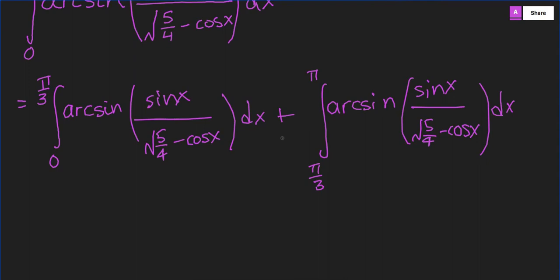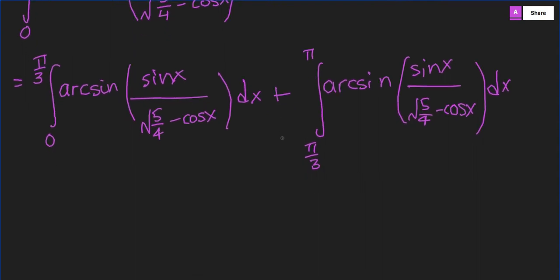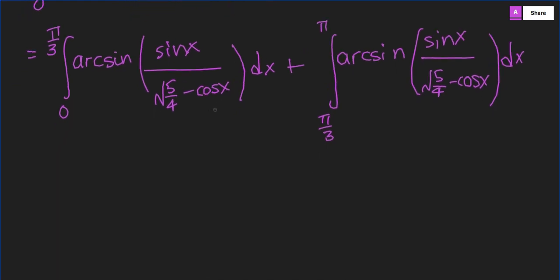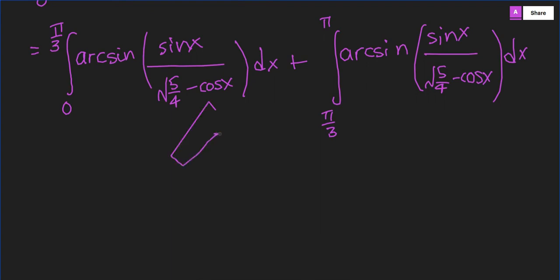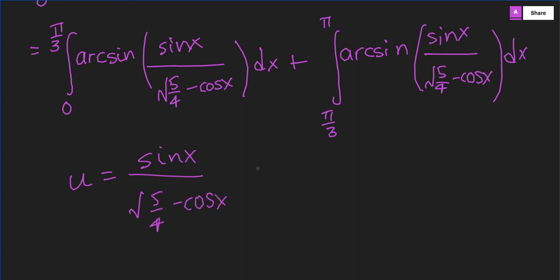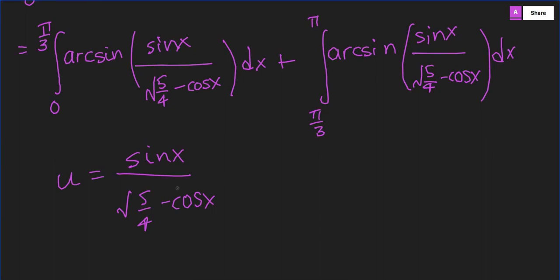And what we can do with this is make a u sub. The most complicated thing about this is the entire inner part, arcsin of sin x over the square root of 5/4 minus cos x. To simplify that, we can do the most obvious u sub, and that is u equal to sin x over the square root of 5/4 minus cos x.